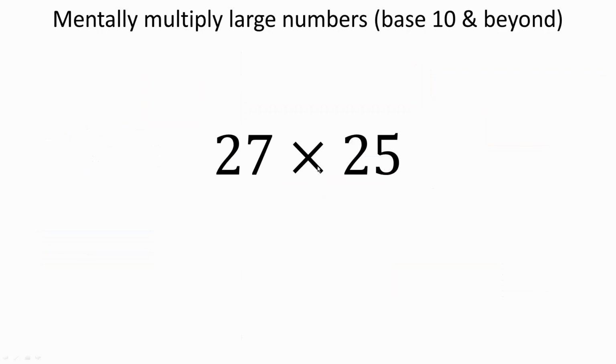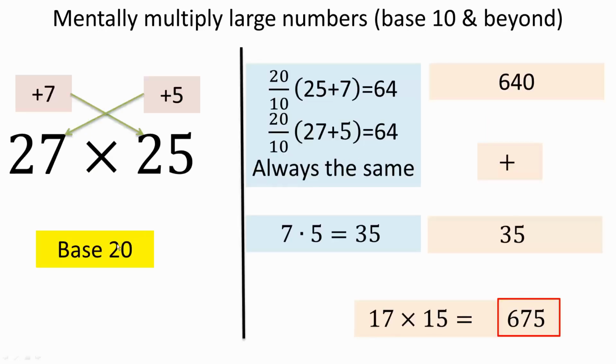Now let's do larger numbers. 27 times 25. Here we'll use the base 20 method. How much bigger or less compared to 20 is 27? Plus 7. How much bigger, how much less is 25 compared to 20? Plus 5. Now this is a little bit different. Since we're doing the base 20 method, we say 20 divided by 10, 2. 2 times, parentheses, 25 plus 7. If you multiply it out, you get 64, because this piece right here is 32. Similarly, 27 plus 5 is 32. 32 times 20 over 10 is 64.